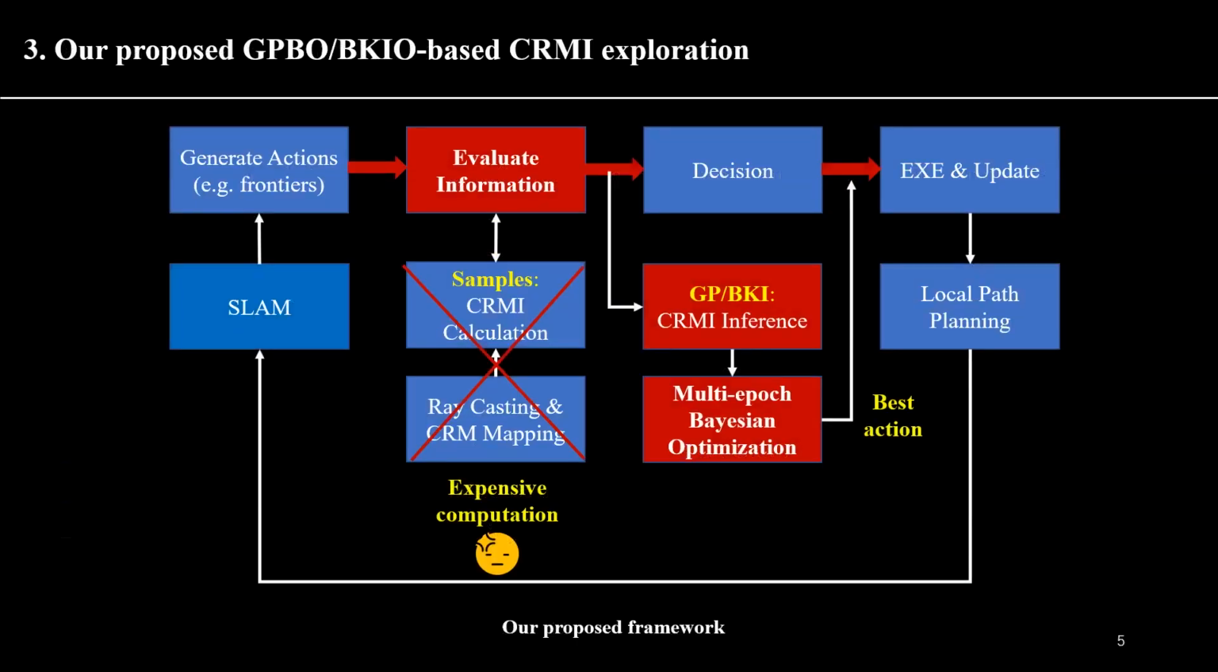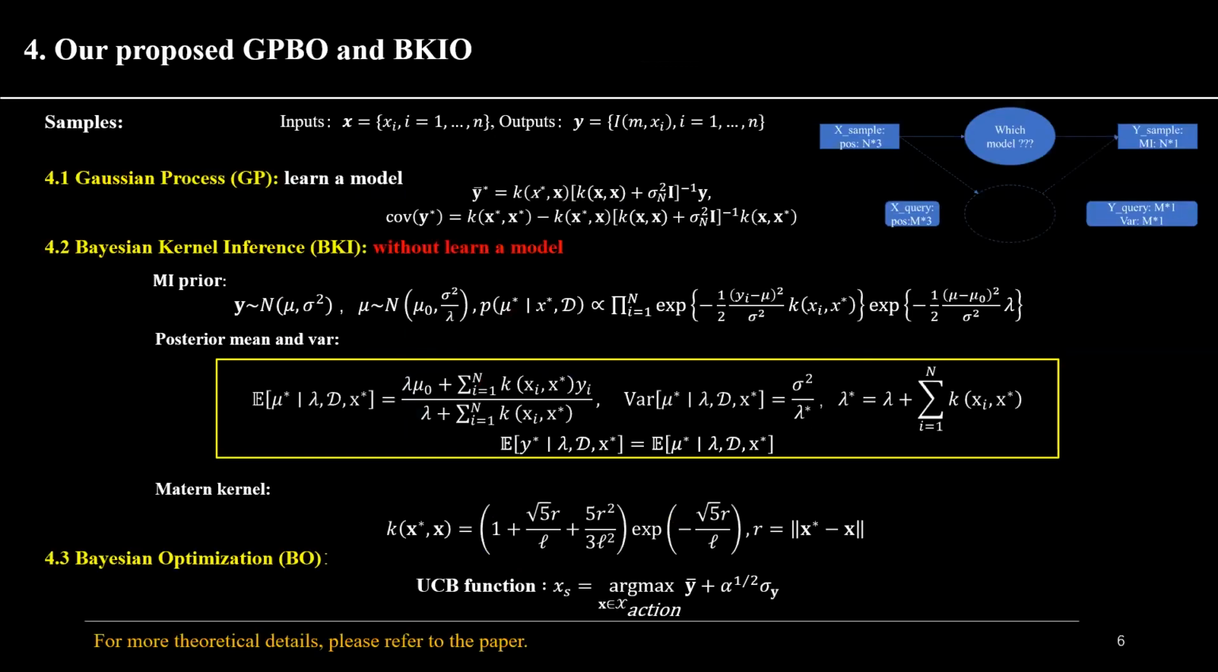Here is a brief framework of our proposed CRMI exploration for efficient inference and optimization, where we apply GP and BKI for CRMI inference, and then use multiple epoch Bayesian optimization to optimize the final suggested action. Finally, the robot executes this best action via local path planning such as DWA*, and conducts SLAM to update the robot pose and environmental map. We use some mathematical expressions to make this clear.